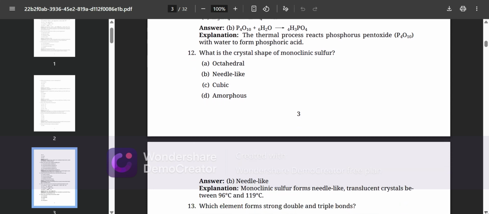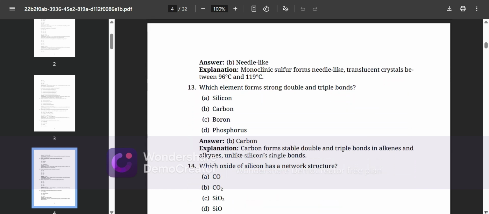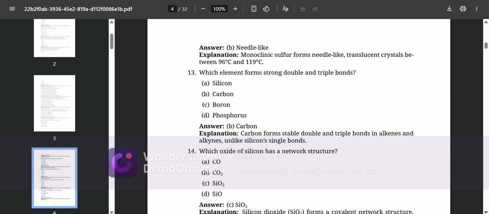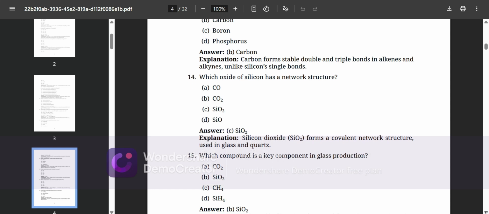What is the crystal shape of monoclinic sulfur? Needle-like. Monoclinic sulfur forms needle-like translucent crystals between 96 degrees Celsius and 119 degrees Celsius. Which element forms strong double and triple bonds? Carbon forms stable double and triple bonds in alkenes and alkynes, unlike silicon's single bonds.